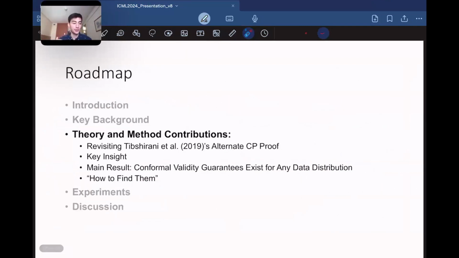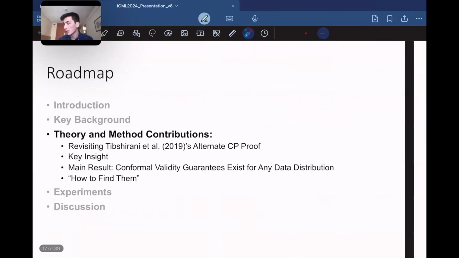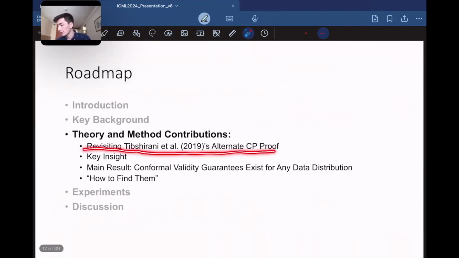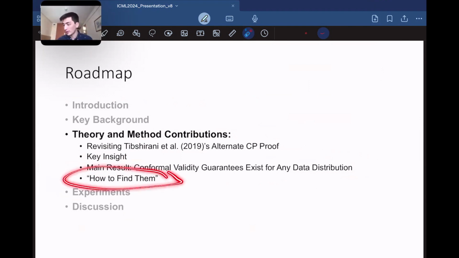Okay, so now I'll sketch the key ideas in the theory and methods in our paper. Specifically, I'll start with some key ideas from Tibshirani et al. that we build heavily on, the key insight for our paper. Then we'll look at the main result, the title of our paper, that there does exist some conformal validity guarantee for any distribution, and then at how to find those guarantees for specific distributions.